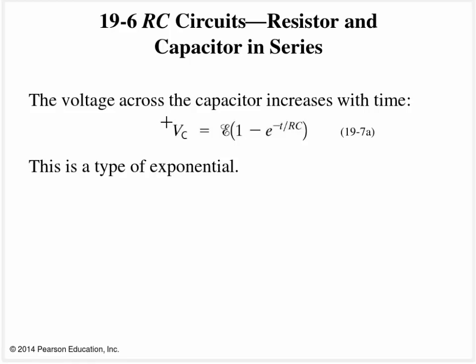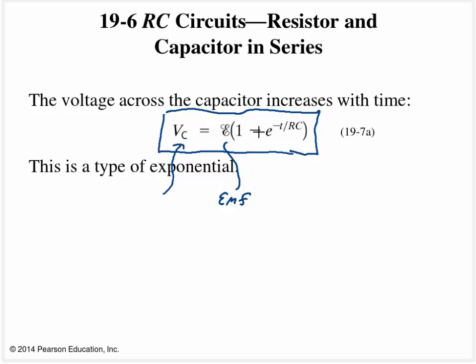Now, the funny shape of that curve in the last slide comes from the fact that if we write the potential as a function of time, it turns out to be an exponential. So here, this is going to be the voltage of the capacitor, and that's the EMF of the battery, the potential of the battery. And we can see that the time behavior has an exponential in there, where it's going to be e to the negative time divided by the resistance multiplied by the capacitance.